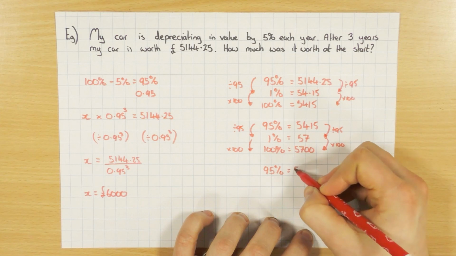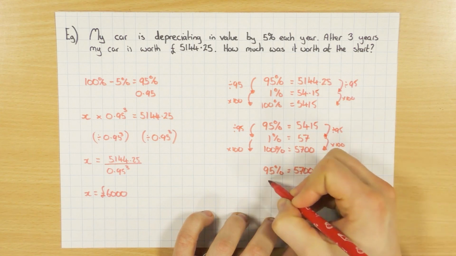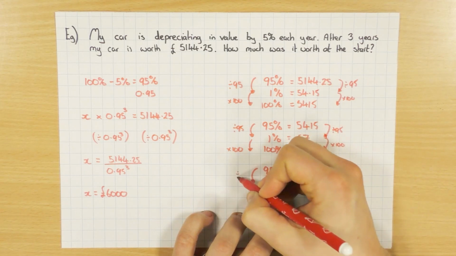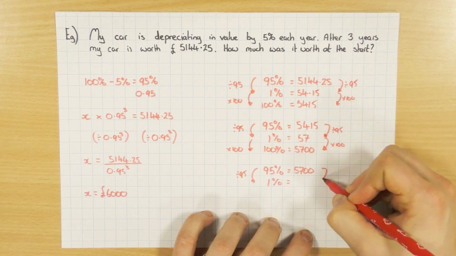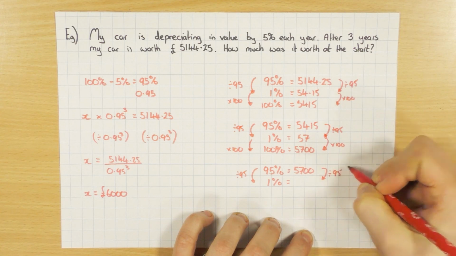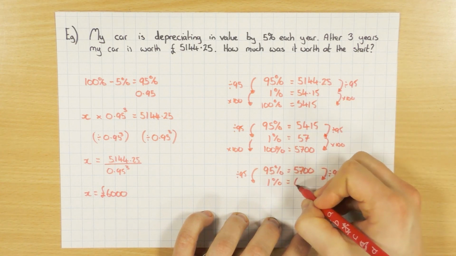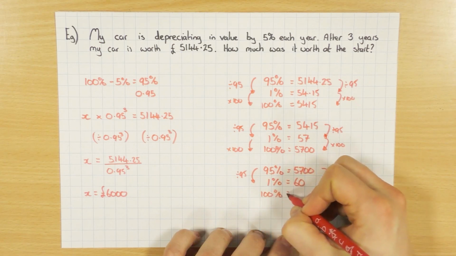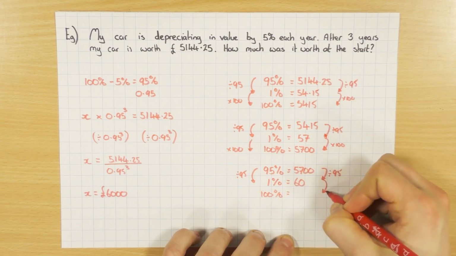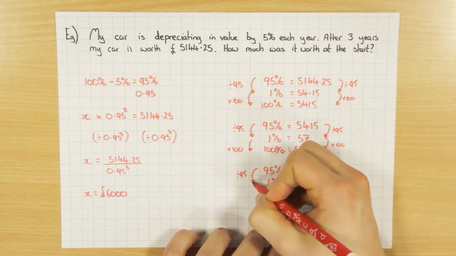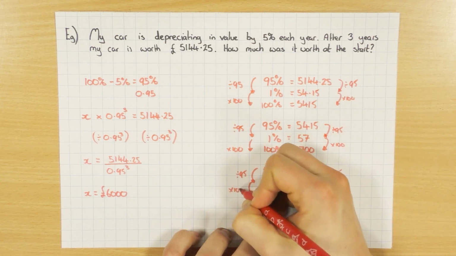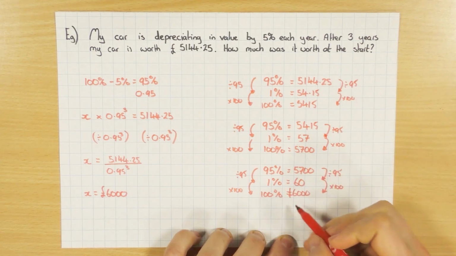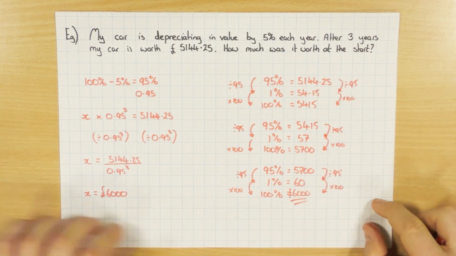So 95% equals my new amount. Find out what 1% is by doing the same thing. Divide by 95. And that will be 60 using a calculator. Then find out what 100% is by timesing both sides by 100. And again, you'll have 6,000 as your final answer.